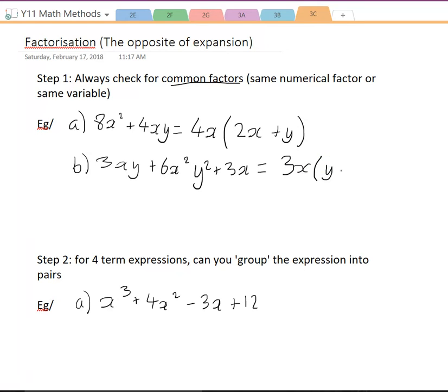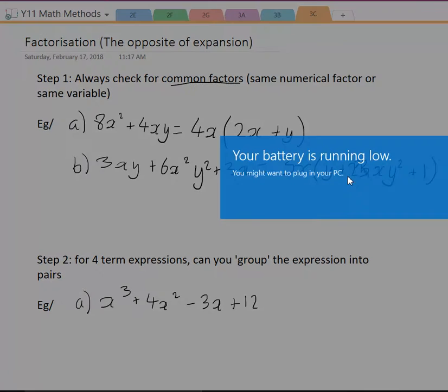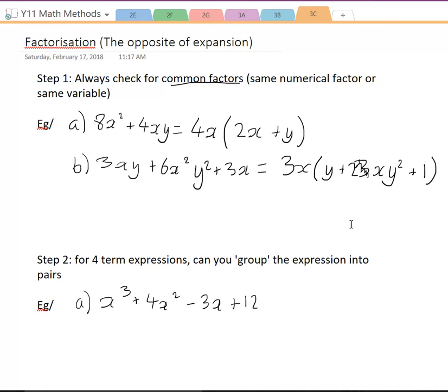So you've got 3x, then y plus 2y squared, and then 3x is plus 1. So expanding that out, you get 3xy plus, sorry, that would be a 2, unfortunately. So that's why you need to check your answers. Yep, so 3xy plus 6x squared y squared plus 3x. So that works out there.